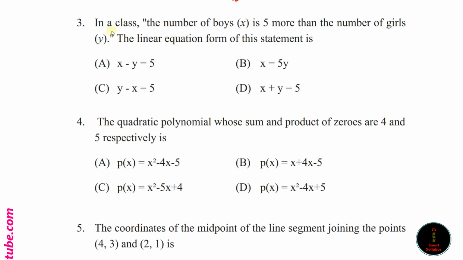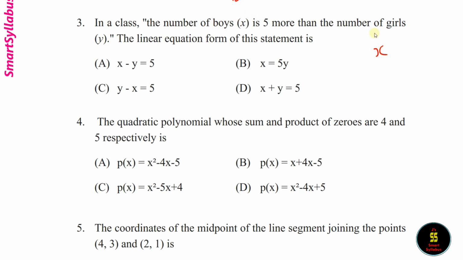Question number 3. In a class, the number of boys, which stands for x, is 5 more than the number of girls, that is y. Then the linear equation from this statement is... okay, as you can see, there are 4 options. We'll analyze one by one. First, just check the statement once again. The number of boys, that is x.